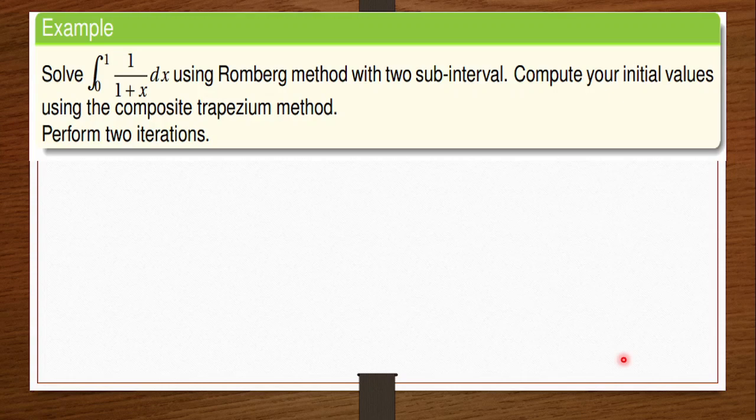With the Romberg method, what we do is that we actually use a composite trapezium method and then we refine the values, so that we can get close to the actual answer.